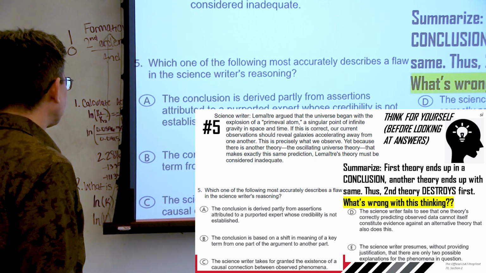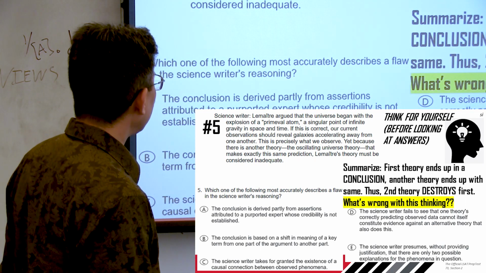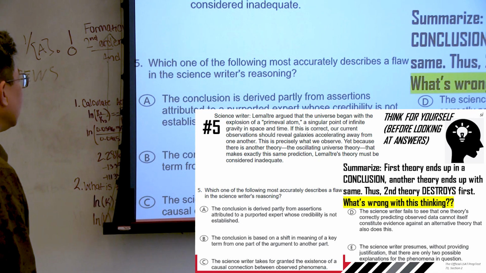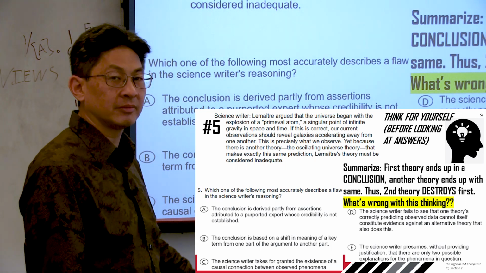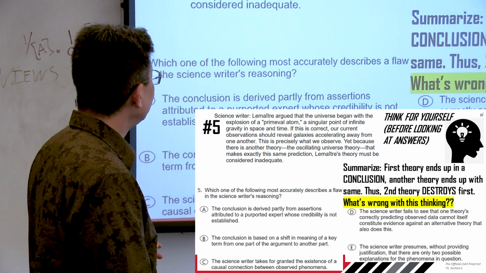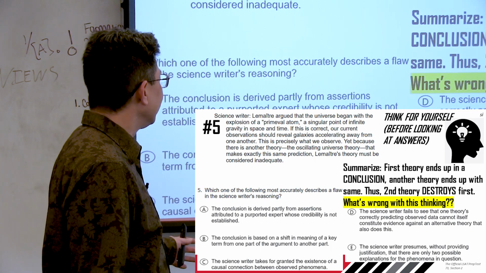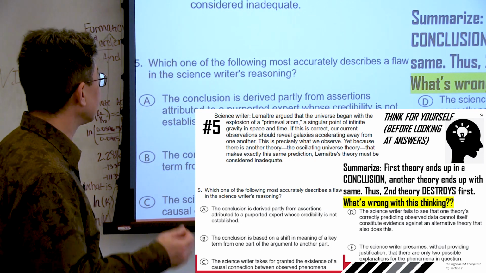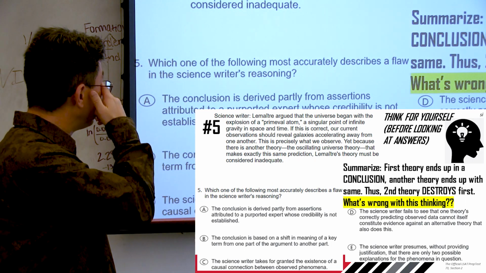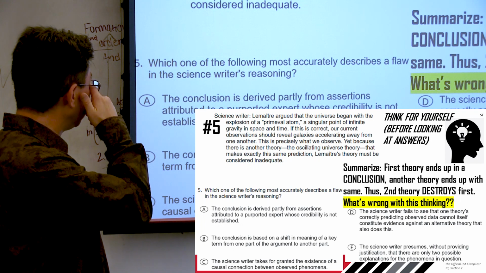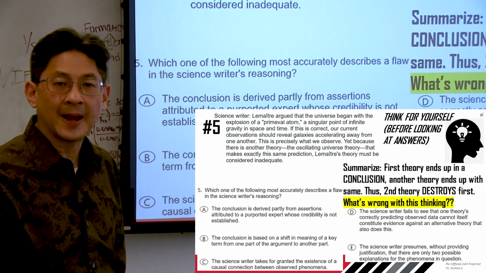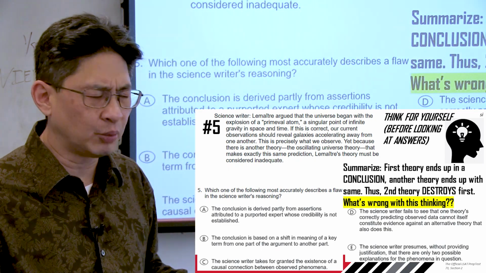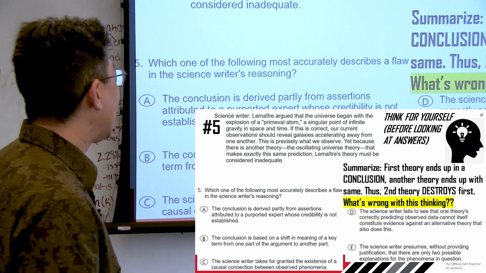A says, the conclusion is derived partly from assertions attributed to a purported expert whose credibility is not established. No, there is actually no expert mentioned here at all. I guess you could say that Lemaitre is not considered an expert. He is the guy who made the theory, so he's really the theorist. But maybe you got confused and thought it might have been an expert. But again, even if you thought that, there's no place where Lemaitre's credibility is challenged in a direct way. So A is incorrect.